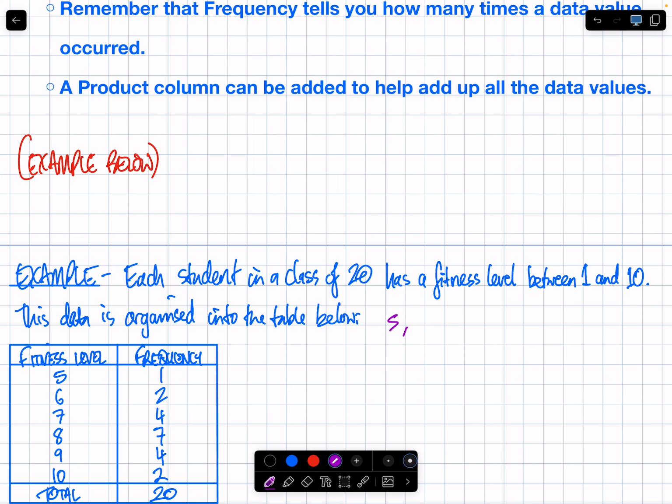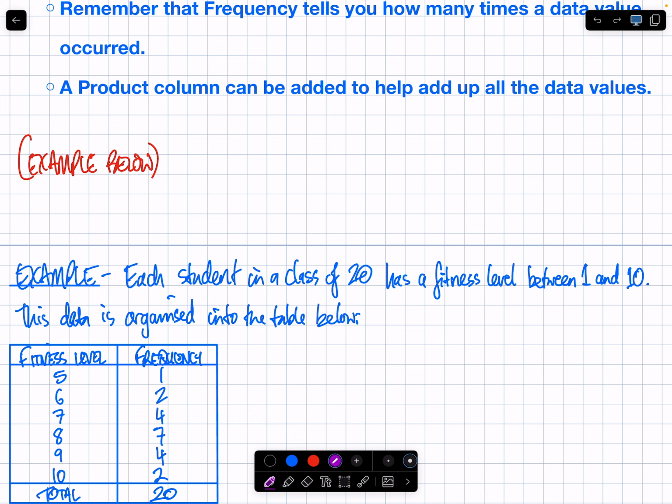How many people had a fitness level of 6? 2. All right? So you could go through and write out all those 20 numbers and find the mean, median, and mode, like I just demonstrated in purple above. But there's a shortcut to that, okay?